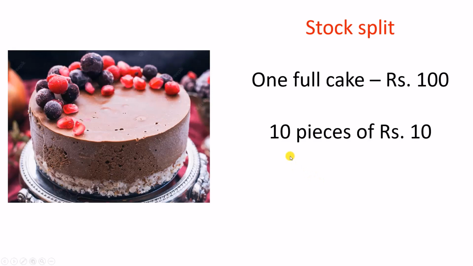I can afford 10 rupees and I only want one piece. Someone else can afford 20 rupees and he wants two pieces. So he can buy that. So people come and buy the cake. So all 10 pieces are sold and the baker is happy. Okay. So by splitting the cake, he was able to sell the entire cake. And this is what a stock split is.